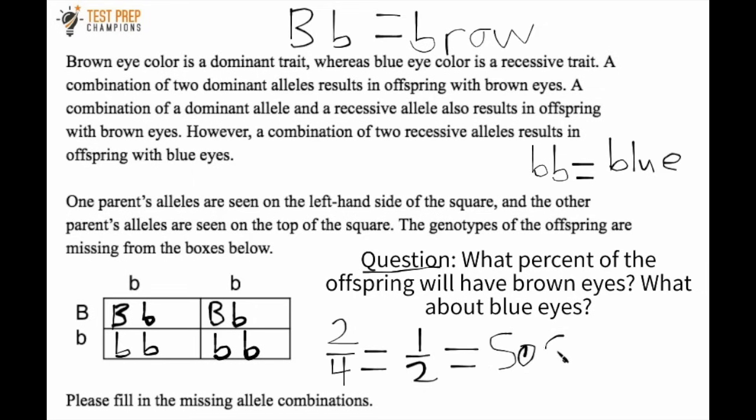Now, what about blue eyes? Well, it's really the same thing. If we look at the cases that are going to have blue eyes, we see it's going to be little b, little b, little b, little b. That represents two out of the four cases. Two out of four, again, is half, 50%. All right, so 50% of the offspring we would predict to have brown eyes, 50% will have blue eyes, based off of our Punnett square here.